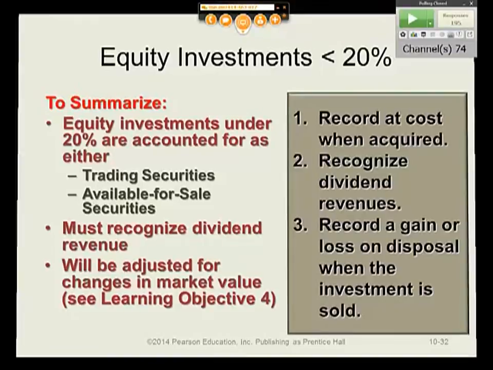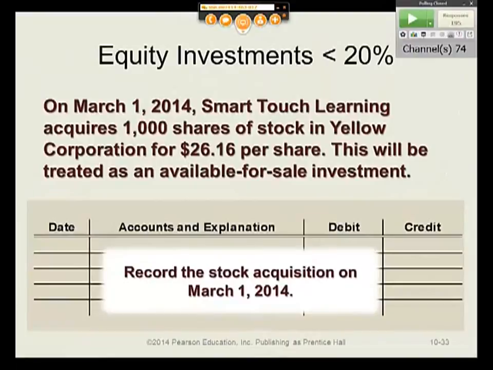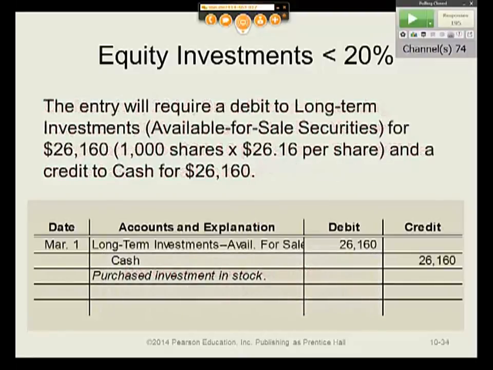So now, let's go to an example. And we're still looking at a company with less than 20% of the stock. So on March 1st, Smart Touch Learning acquires 1,000 shares in the Yellow Corporation for $26.16. $26.16 is the cost of those shares on the day it was purchased. And they're going to treat these as available for sale securities.